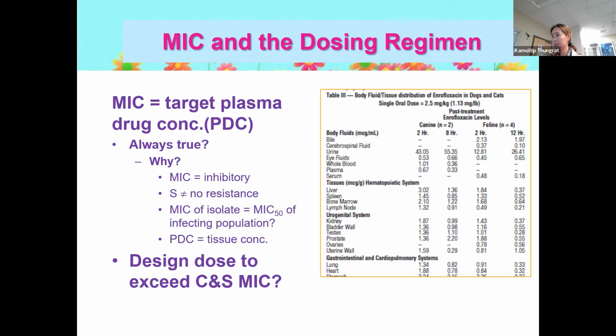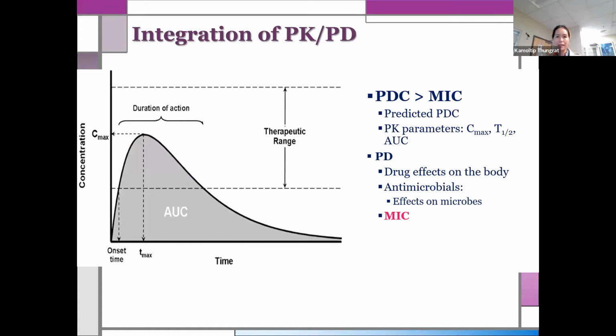Okay, now we're going to move on to designing the dosing regimen. I'm sure everyone is familiar with this picture of concentration versus time, showing a non-IV route of administration. We agree that plasma drug concentration needs to stay above the MIC. We're going to use the MIC data to predict plasma drug concentration, and take other pharmacokinetic parameters into account to design the dosing regimen. That is the Cmax, half-life, and the AUC.